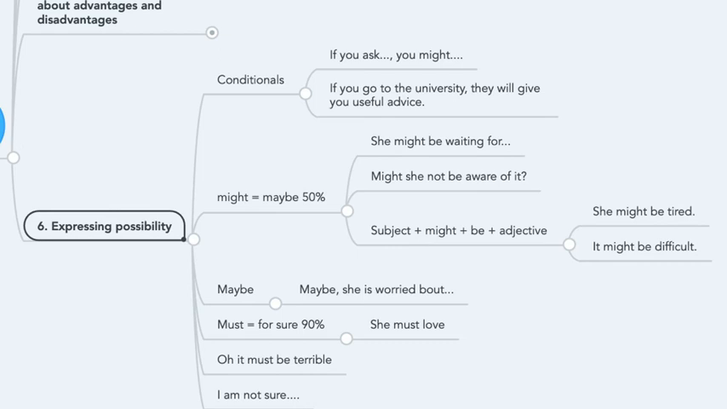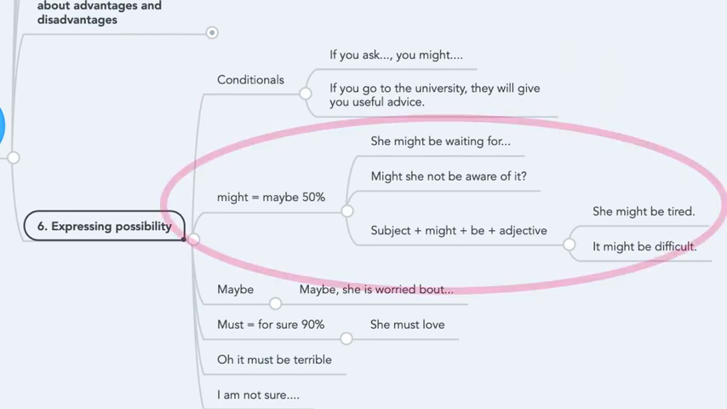So expressing some possibility. So we've got conditionals. If you ask me, it might be a good idea. So you could use a conditional, it will probably, if you go to university, they will probably give you useful advice. And I think this is the most important one. Might, using might. It might be a good idea. She might need some help. It might help you if. Okay, so this is also a way of giving advice without sounding too imposing.